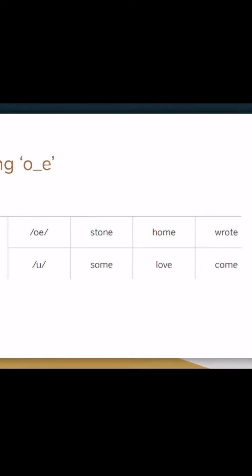We have our OE chart. OE can make the O sound. For example, in our first row, we have stone, home, and wrote. In our next row, we have OE making the uh sound. For example, some, love, and come. Now those can be really tricky because a lot of times we say the E makes the O say its name, but in this case it does not. So that can be really tricky, right? That's why it's called tricky spelling, OE.